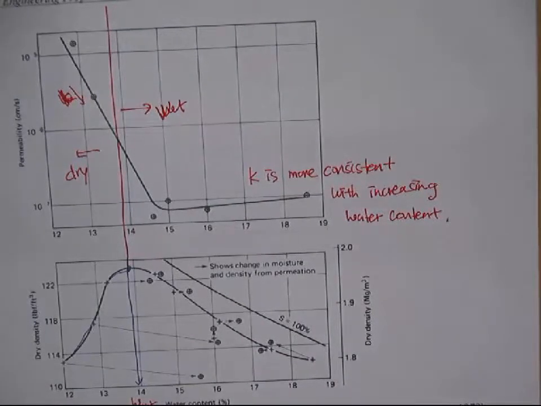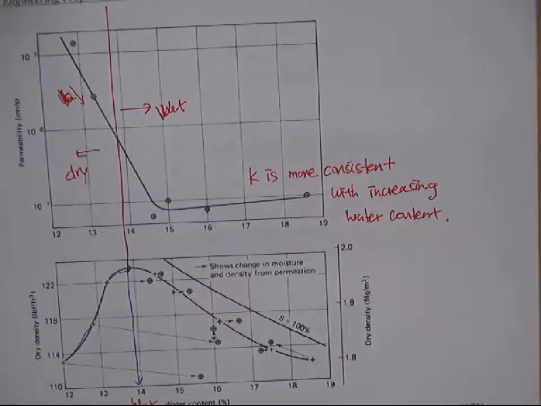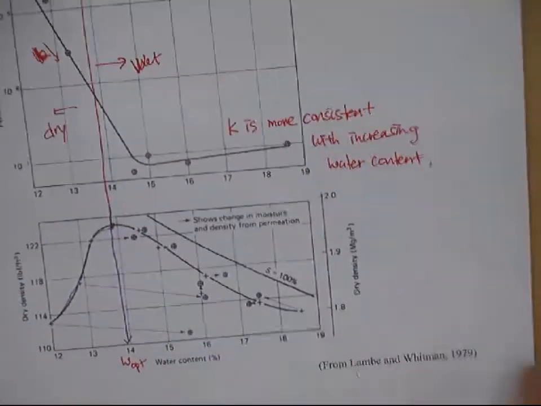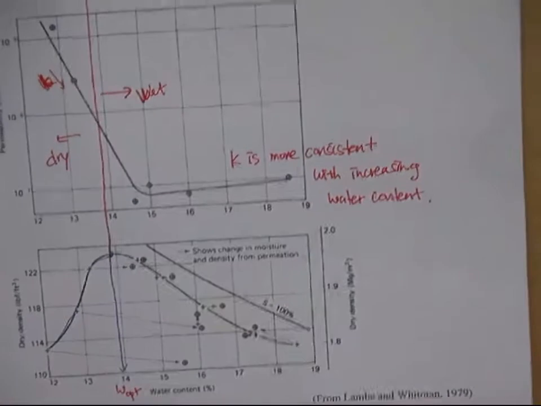But when you compact on the dry side of optimum, as the water content increases, the permeability decreases abruptly, right? And very significantly. It says the same thing at the bottom.